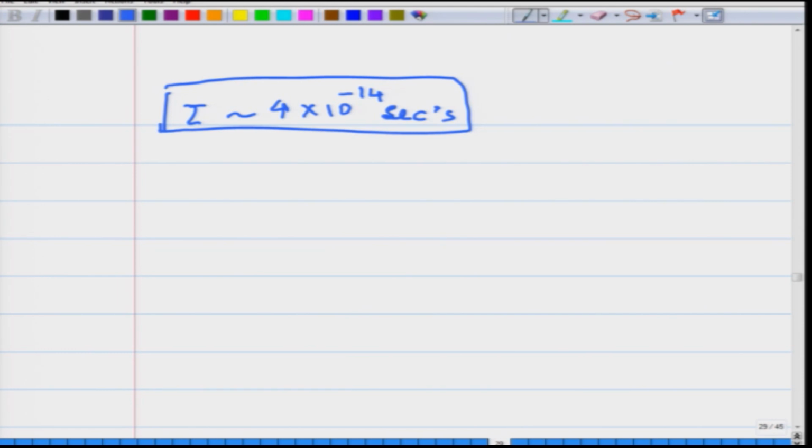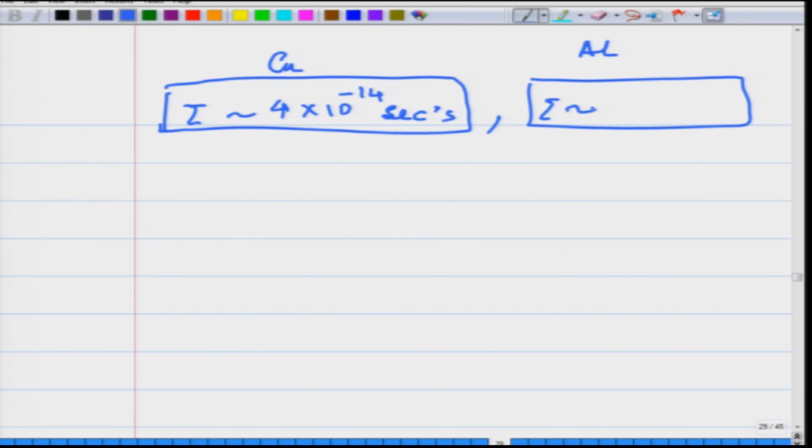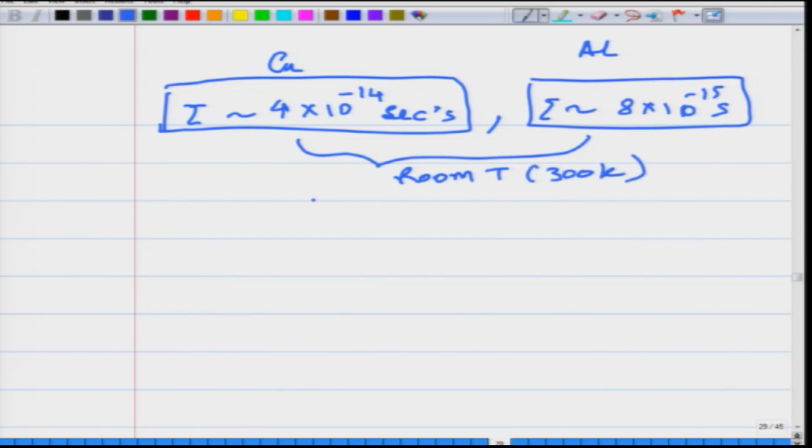Now, you can actually check, you can go to aluminum, and if you do it for aluminum, this is for copper. If you do the aluminum calculations, you will get a tau for aluminum which is about 8 into 10 to the power of minus 15 seconds. So, that is why at room temperature of about 300 Kelvin, the scattering time typically is in the range of 10 raised to minus 14 seconds to 10 to the power of minus 15 seconds. This is the typical scattering time that is found in metals at room temperature.